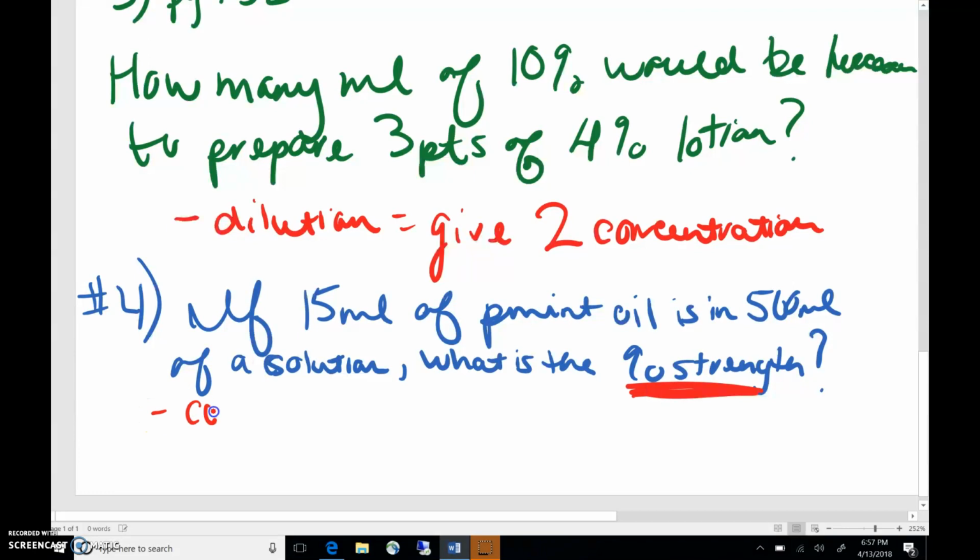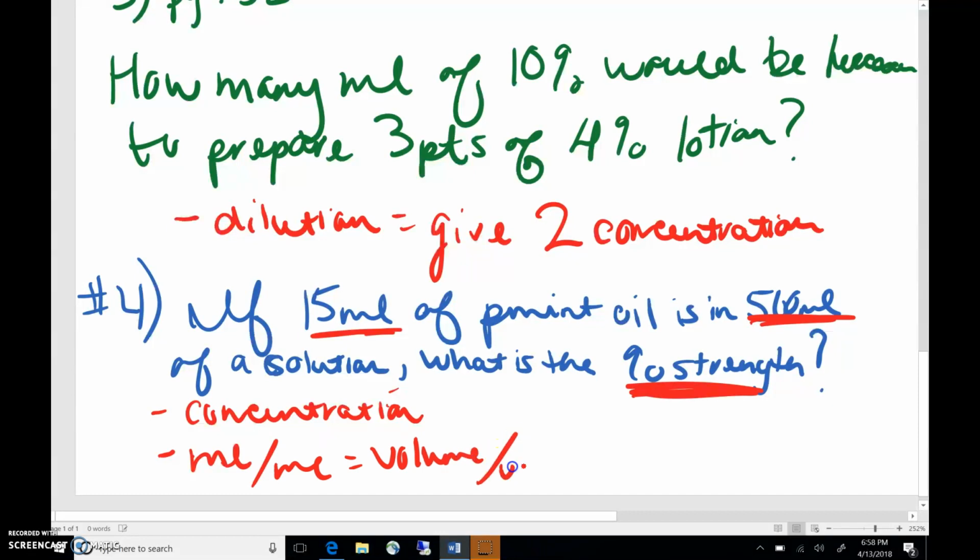So you know that this is a concentration problem because number 1, they're asking us to find this one concentration. There's no other concentrations listed there. All right. So it's a concentration problem. Number 2, you ask yourself what type of concentration is it? You have 15 milliliters of peppermint oil that's in 500 milliliters of a solution. So that means the type of concentration is what? It's milliliter per milliliter, which means that it's volume per volume type of concentration.